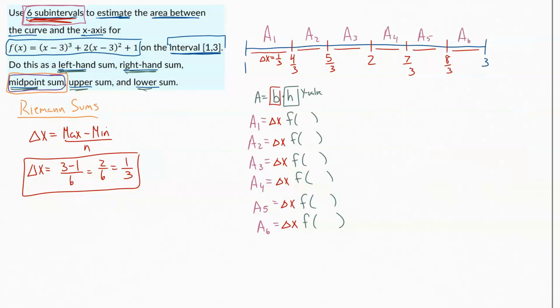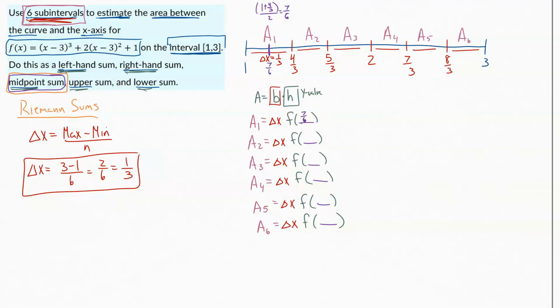So when I come back and look at my intervals, the evaluation point that I'm plugging in needs to be the midpoint of that interval. So on A1 right now, I'm looking for that midpoint right there. To find these midpoints, you're just going to take the left side, add it to the right side, and then divide by 2. So our midpoint on this one would be 7/6.